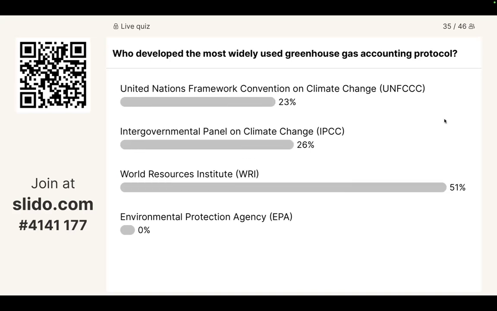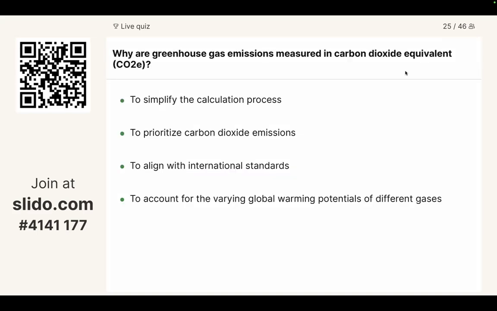We'll go to the answer. Most of you have given the correct answer. It's WRI and WBCSD. These are the two bodies. World Resources Institute is the body which has developed the GHG protocol, and they are behind this most widely used protocol. Okay. Why are greenhouse gas emissions measured in carbon dioxide equivalent? Why are they measured in that particular equivalence?